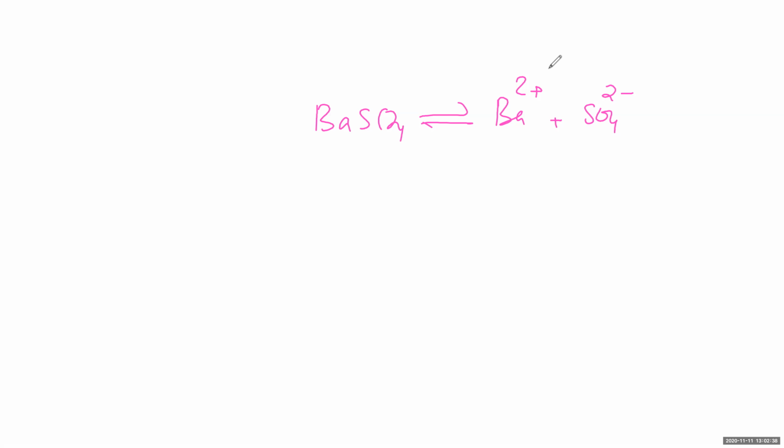The concentrations remain constant. Now you take the product of the concentrations of barium ions and sulfate ions. That product will be a constant, and it is called the solubility product of barium sulfate. So the solubility product is the product of the concentrations of the ions in a saturated solution. It's a constant. It depends on temperature. When temperature changes, solubility product also changes.